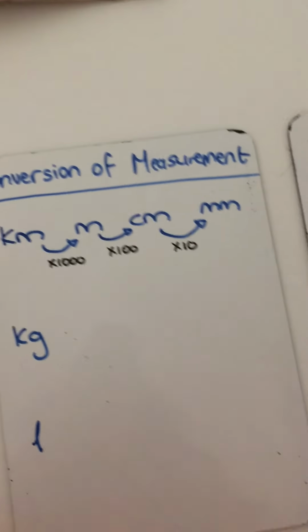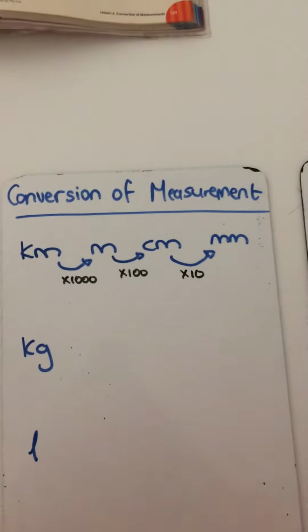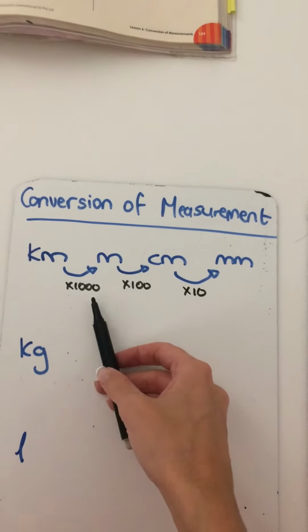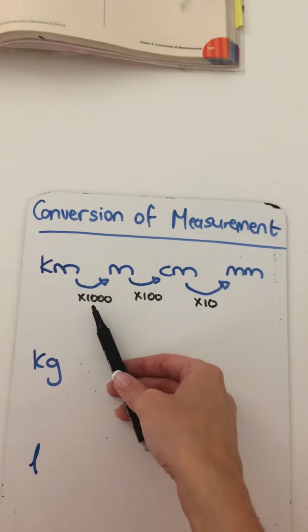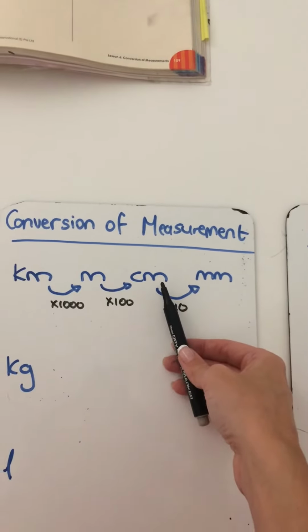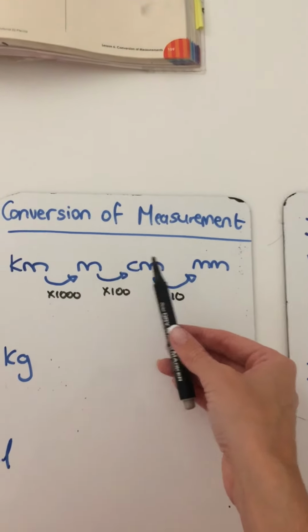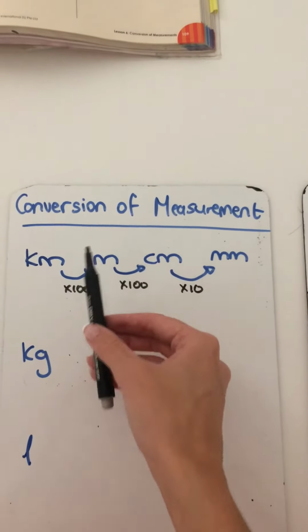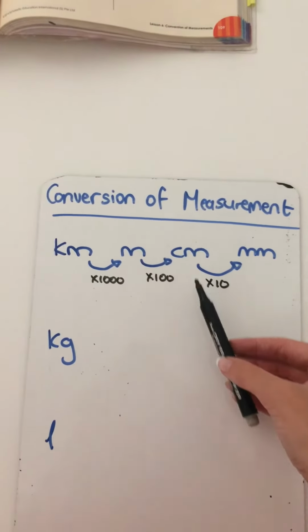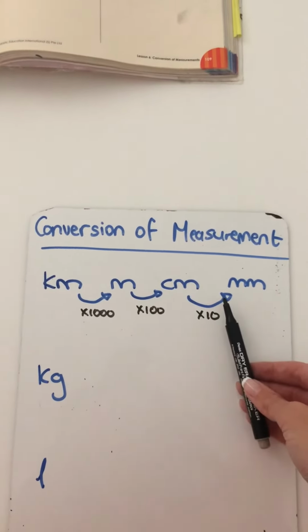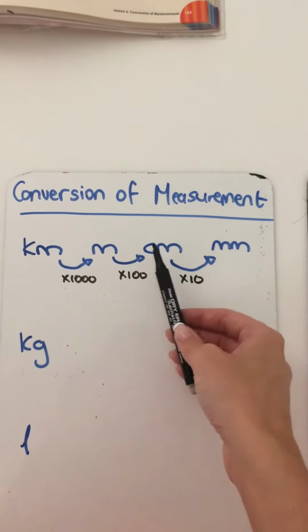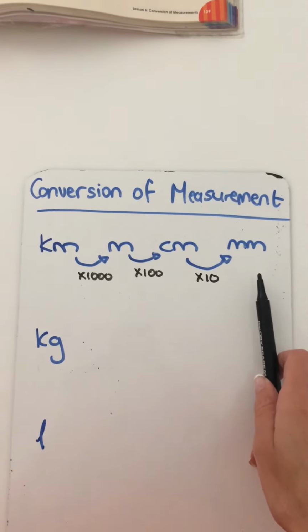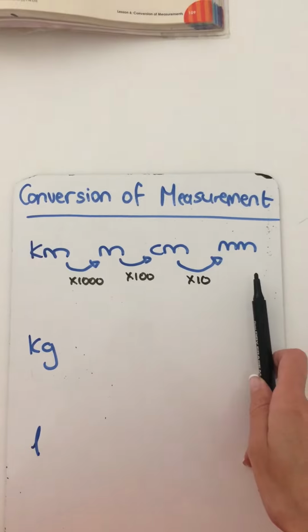Because there are 1,000 meters inside 1 kilometer, if I want to get from kilometers to meters, I have to multiply by 1,000. To get from meters to centimeters, if I have something in meters and I want to change it to centimeters, I have to multiply by 100 because there are 100 centimeters inside 1 meter. If I want to get from centimeters to millimeters, I need to multiply by 10 because there are 10 millimeters inside 1 centimeter. This diagram is very, very helpful. It is important that you learn this diagram to help you with your conversion of measurement.